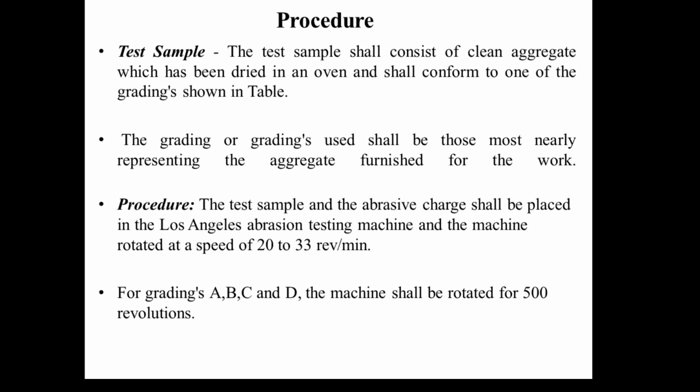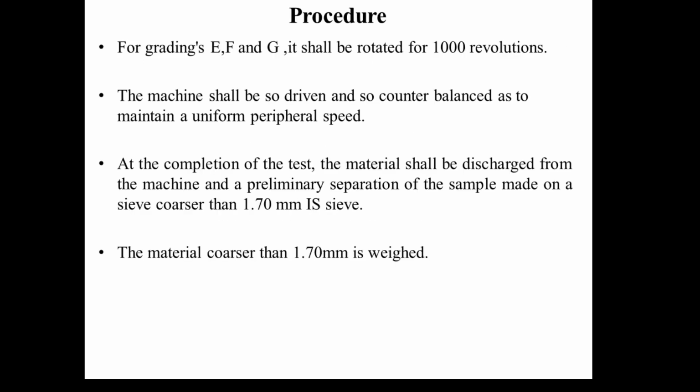For gradings A, B, C and D, the machine shall be rotated for 500 revolutions. So if your grading selected is A, you have to rotate the machine for 500 revolutions. Similarly for B, C and D, rotate the machine for 500 revolutions. Suppose your grading selected is E, F or G, it shall be rotated for 1000 revolutions. The machine shall be so driven and so counterbalanced as to maintain a uniform peripheral speed.